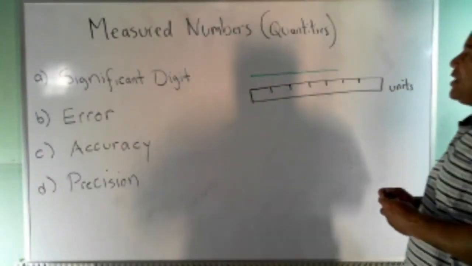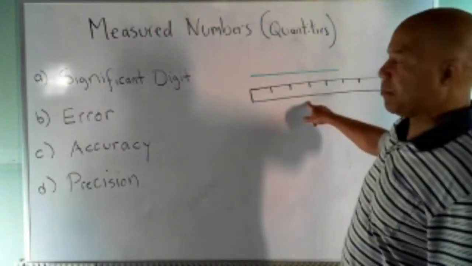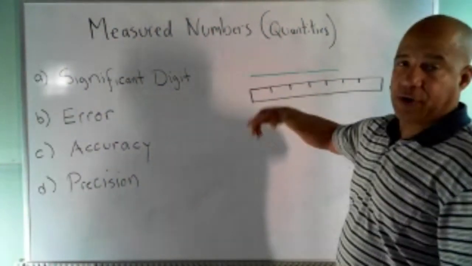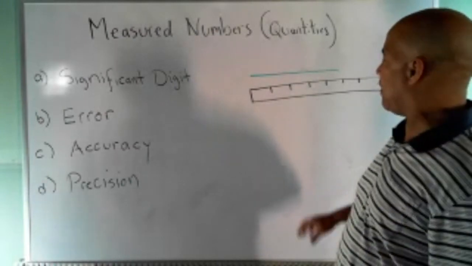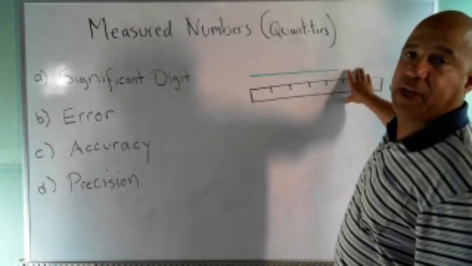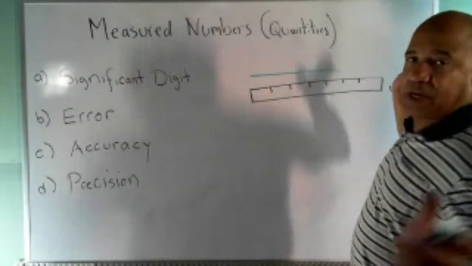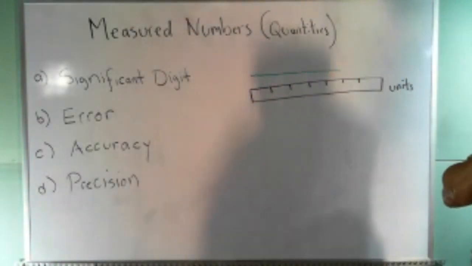Now, they teach you in physics that when you make a measurement with a meter stick or whatever, you never start from the end, because the end could be worn down from people hitting it on the ground and all of that. But let's say we have a perfect meter stick. And I got 1, 2, 3, 4, 5, 6, 7 units, whatever the units are. How long is that line?